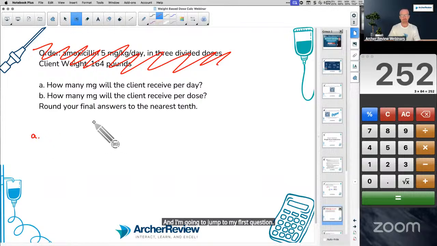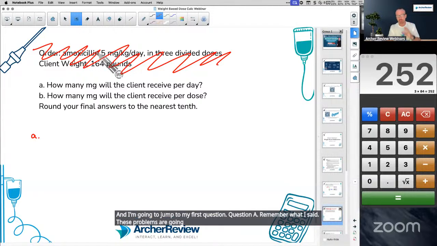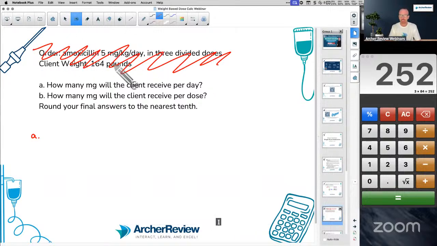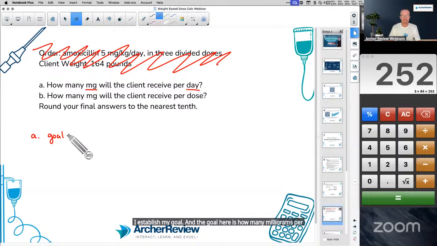Question A. Remember what I said. These problems are going to get longer and longer and longer. So let me go ahead and show you how I do every single dose calc problem that I pretty much run across. I immediately skip all the junk at the top and I find my question. I establish my goal. And the goal here is how many milligrams per day. That is important.